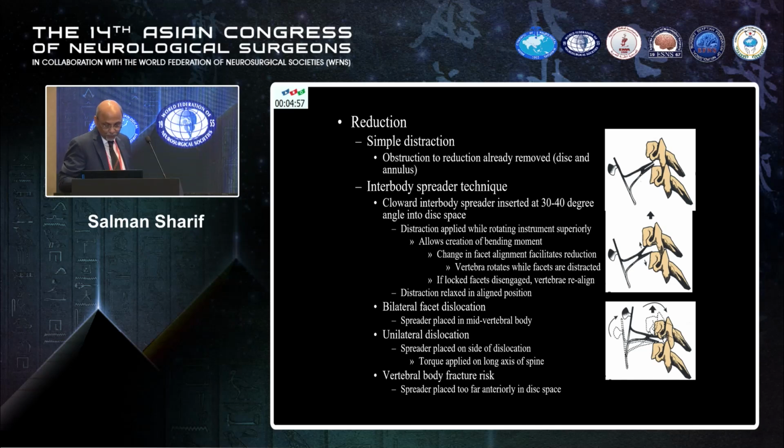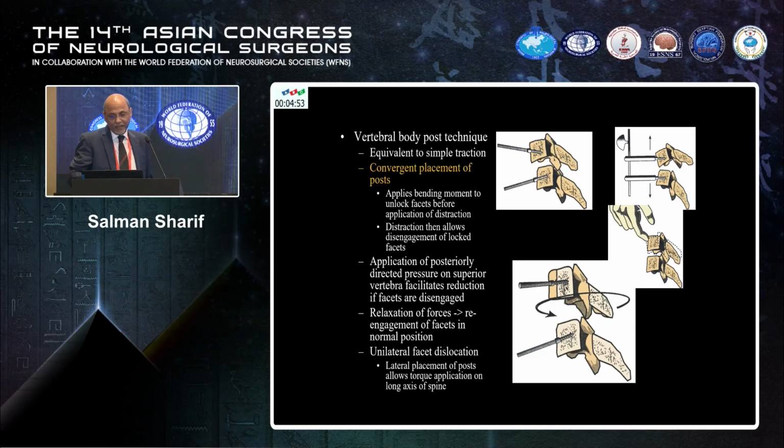You need to reduce the risk of vertebral body fracture by putting in a shorter post. Then you can put in posts, and convergent placement of these posts can be used, and then you distract, and it automatically opens up. Once it opens, you can push with your finger or rotate on one side or the other. This is quite simple to do once you're used to it, and it's the easiest way of reduction.